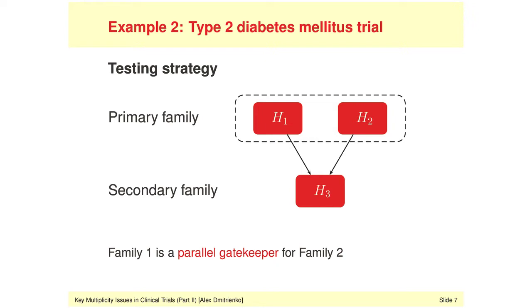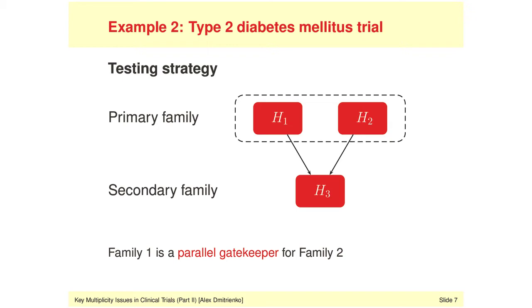This diagram shows us the relationships among the hypotheses in this multifamily problem, and it is helpful to note that the sponsor could have considered a serial gatekeeping restriction in this type 2 diabetes trial, in the sense that the primary family could have been a serial gatekeeper. This would be a fairly restrictive approach because with a serial gatekeeper, the secondary hypothesis H3 can be examined only if both primary hypotheses are rejected.